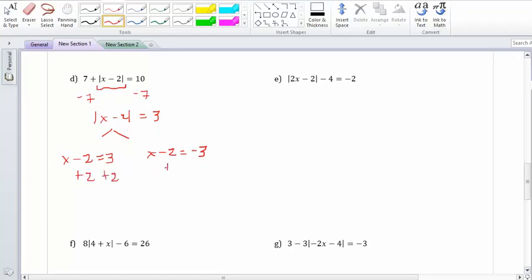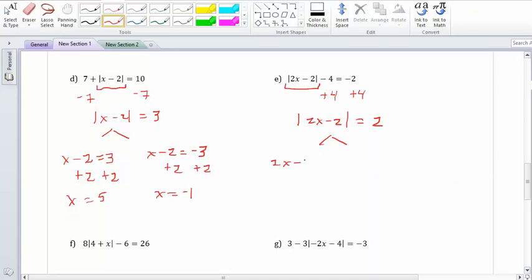Add the 2. 3 and 2 is 5. -3 and 2 is -1. There we go. Same as before. This one looks a little more difficult, but the same process holds. Get this by itself, so let's move this 4 first. This absolute value is going to stay. Once again, there's nothing attached, there's nothing added, subtracted, multiplied, divided to the absolute value. So once you do that, then you can split it.